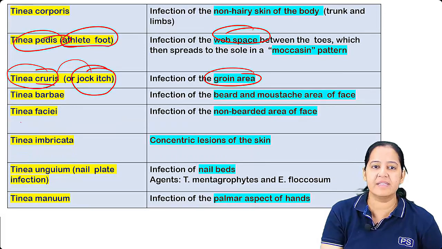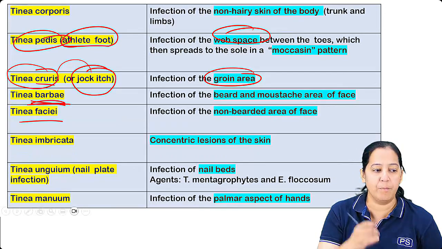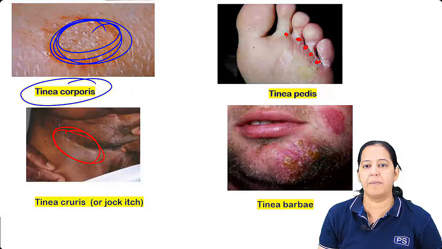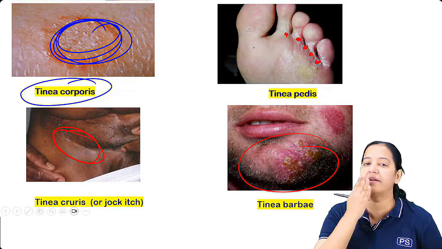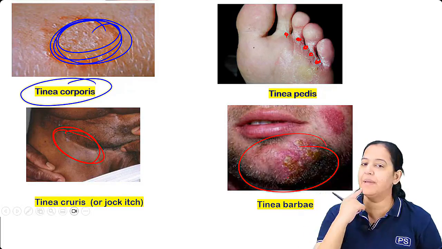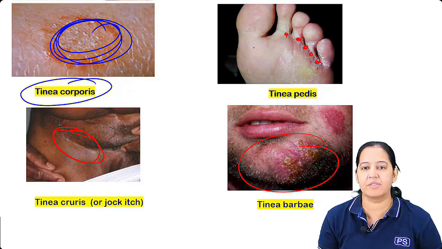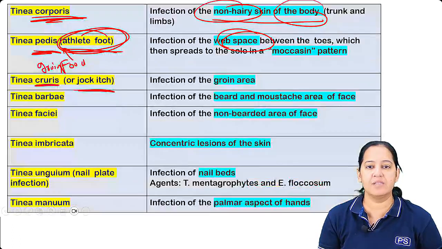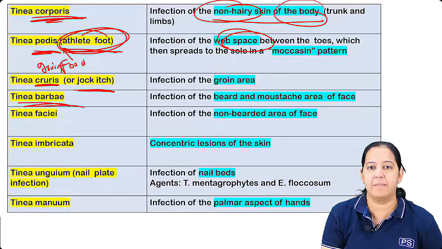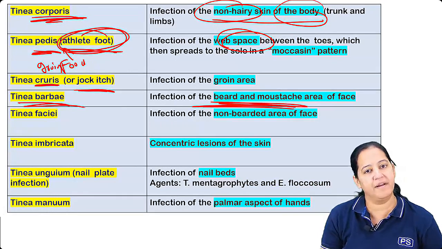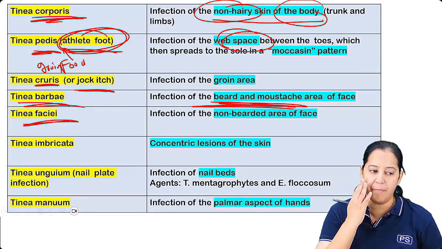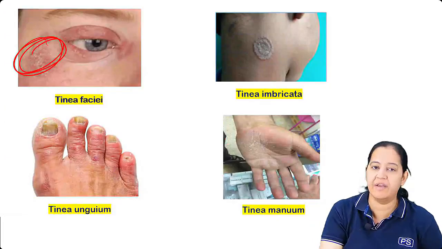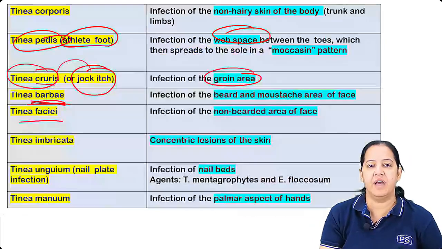Okay. The next is tinea barbae. You know barber. Who is a barber? Barbae is the beard and mustache area in males. If the ringworm infection is in the beard and mustache area, it is known as tinea barbae. Tinea faciei: apart from barbae, any other non-hairy area of the face. Tinea faciei.